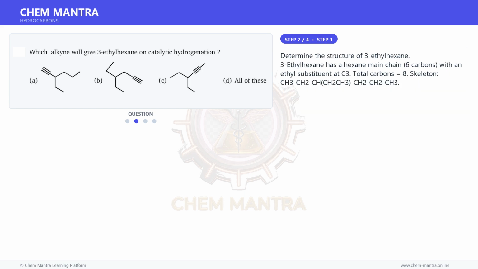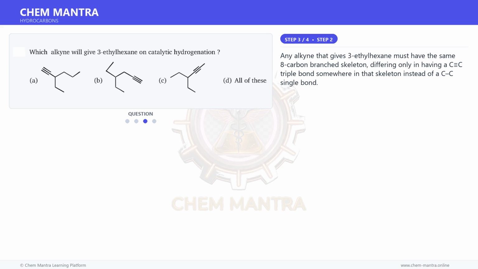Moving on to the next step. Determine the structure of 3-ethylhexane. 3-ethylhexane has a hexane main chain, 6 carbons, with an ethyl substituent at C3. Total carbons is equal to 8. Skeleton: CH3, CH2, CH, CH2CH3, CH2, CH2, CH3.